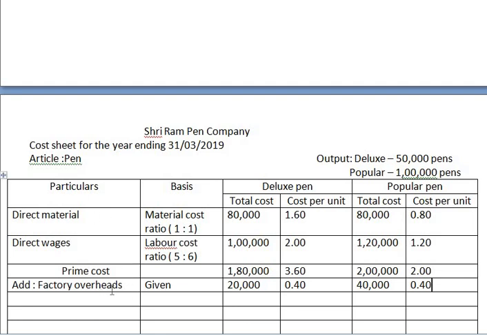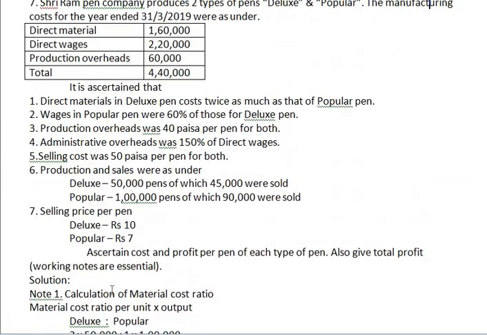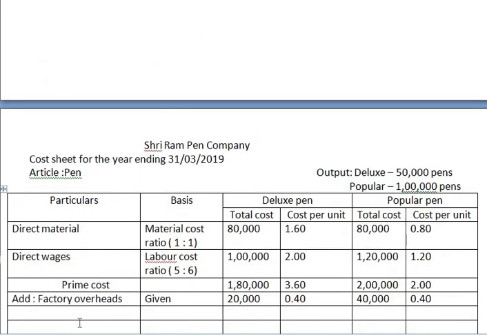Okay, so what they have given, production overheads, that is factory overheads, is 40 paise per pen for both. Now production of deluxe pen is 50,000. Production of popular pen is 1 lakh. So we need to multiply it by 40 paise, into 0.40. So we'll get the answer.